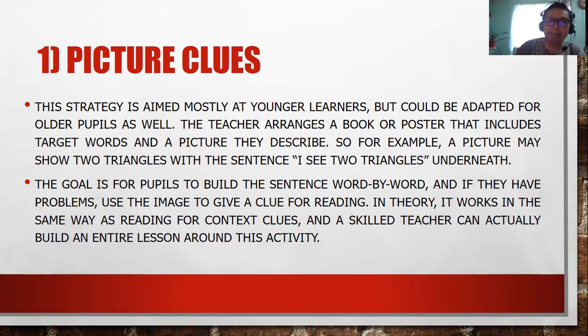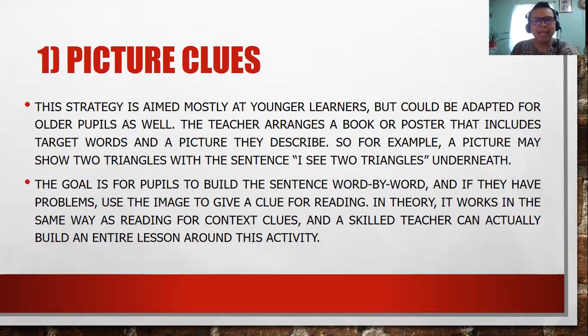So for example, a picture may show two triangles with the sentence, I see two triangles underneath. Meaning, they can improve their reading skills at the beginning stage if the words that they can recognize have a pictorial counterpart. The goal here is for the students to build the sentence word by word. Through the pictures, they can form the sentence word by word. And if they have problems, use the image to give a clue for beginning readers.